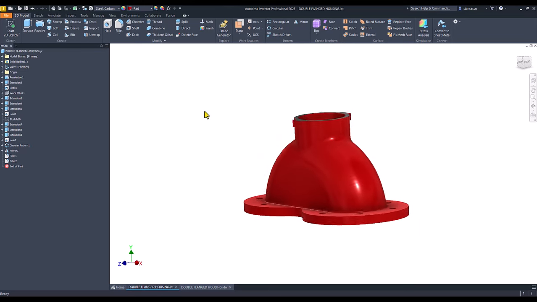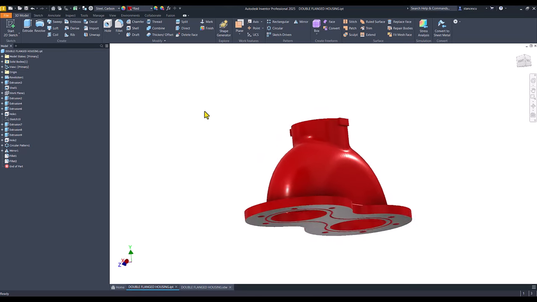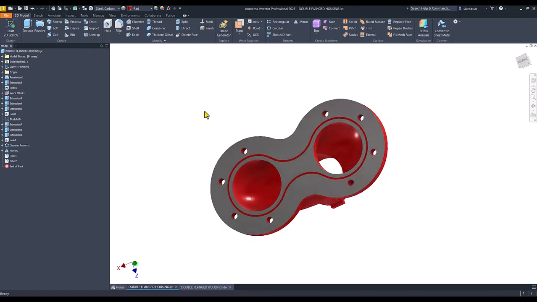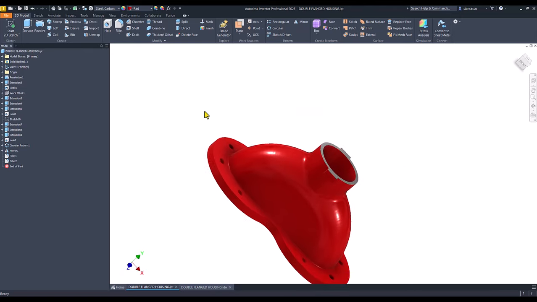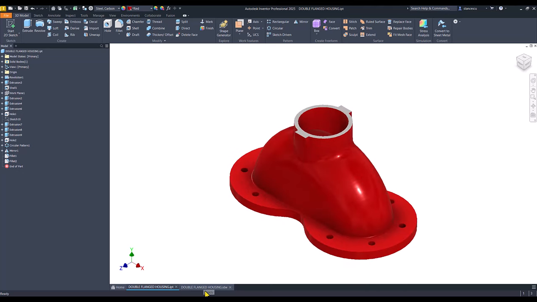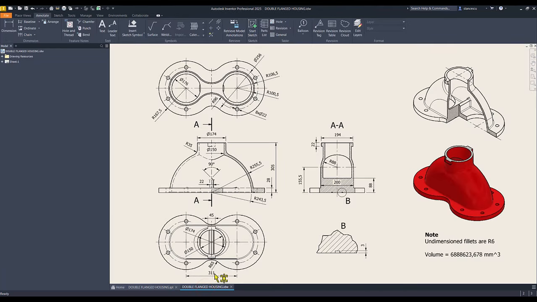Hi my friends, today we model this part. You see how it looks. The drawing is here and the name is double flanged housing.